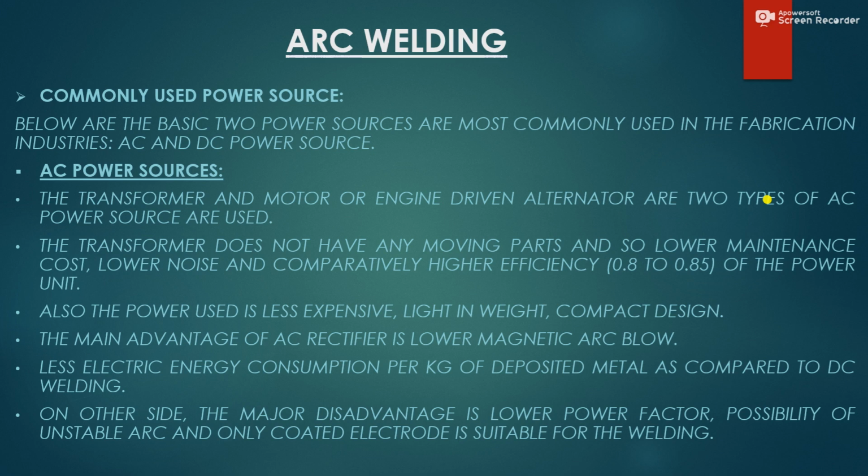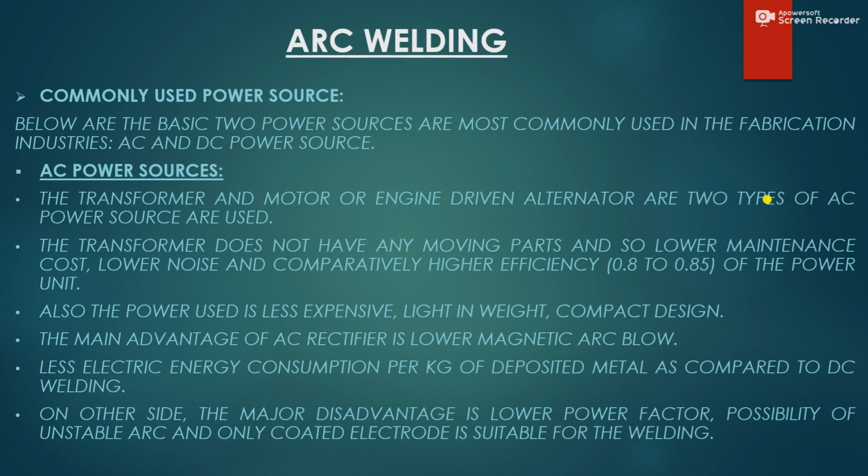Now, what is the difference between the two? The transformer does not have any moving parts in it, whereas the alternator, as the name itself says, is motor or engine driven. For the alternator to work, it has to be driven by an outside power source, which is an engine or a motor, just like a generator. Because the alternator is run with the help of an engine or a motor, it has moving parts in it.